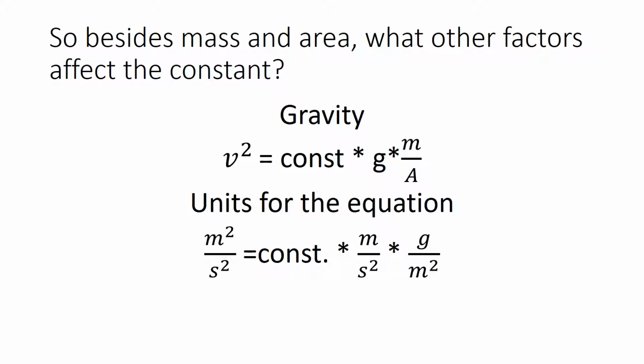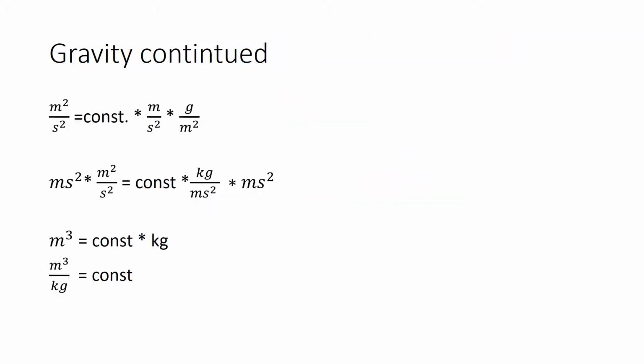So what would the units for this equation be? Well, velocity squared is meters squared divided by second squared. And again, we have our constant. Gravity is meters per second squared, and then mass is measured in grams, and area is measured in meters squared.